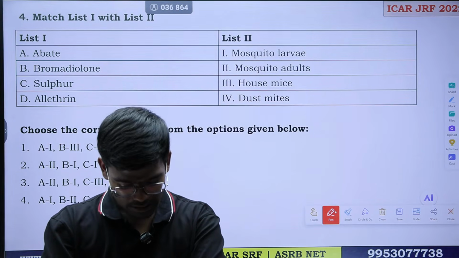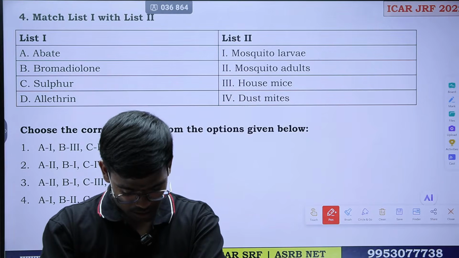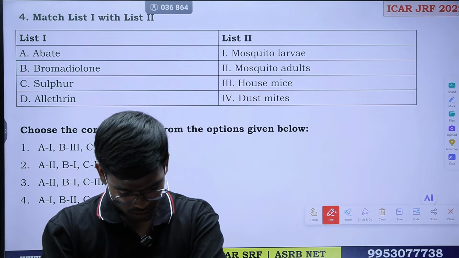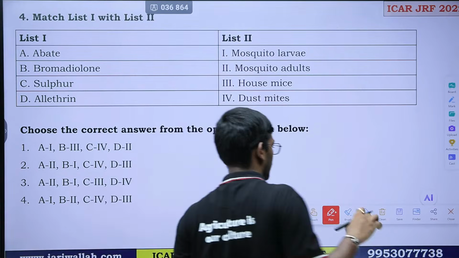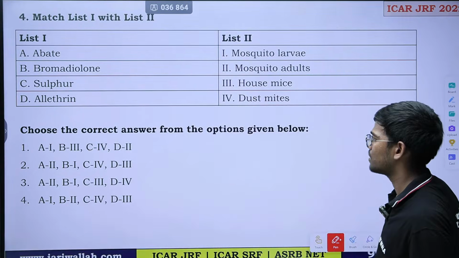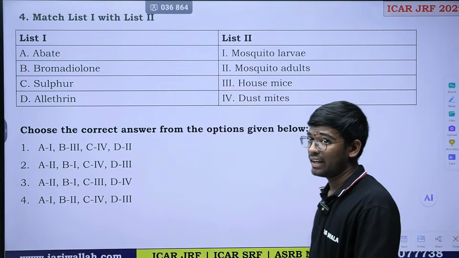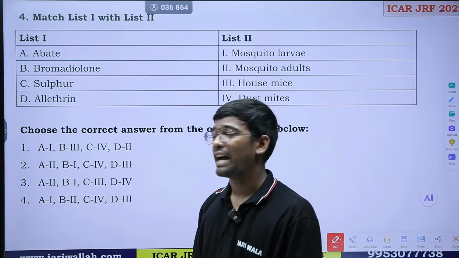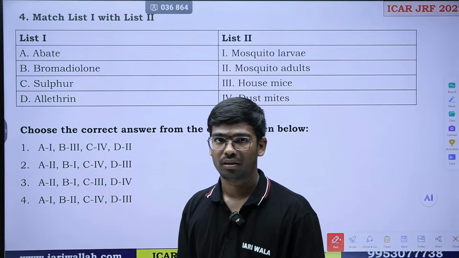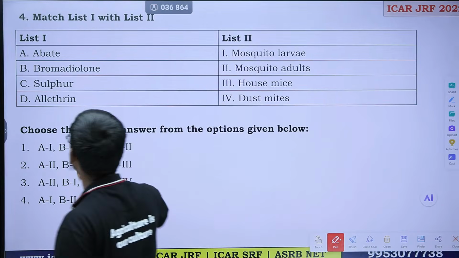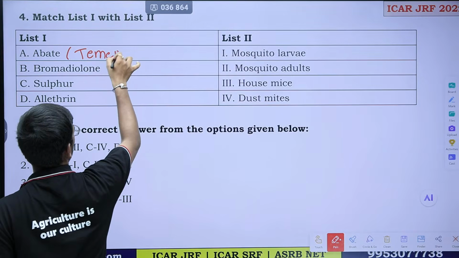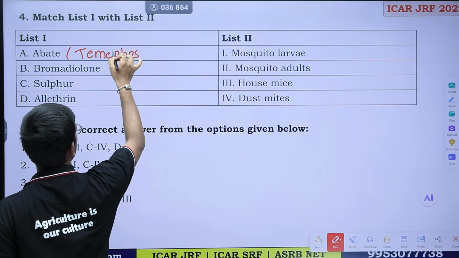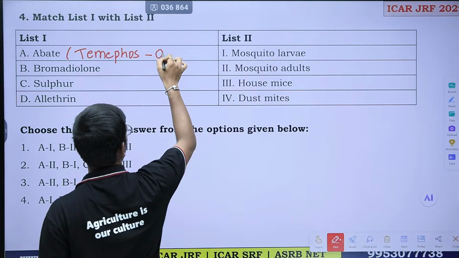Yes, few students responded, one student responded the power E8R1. Let's check what's the answer. So, abate. Okay, actually it's a trade name, abate. It's nothing but Temiphos, an OP compound.